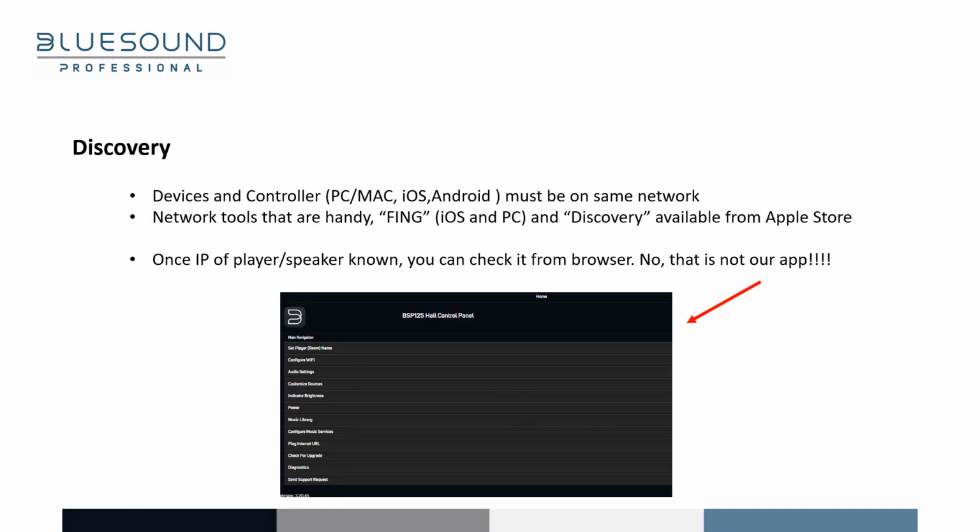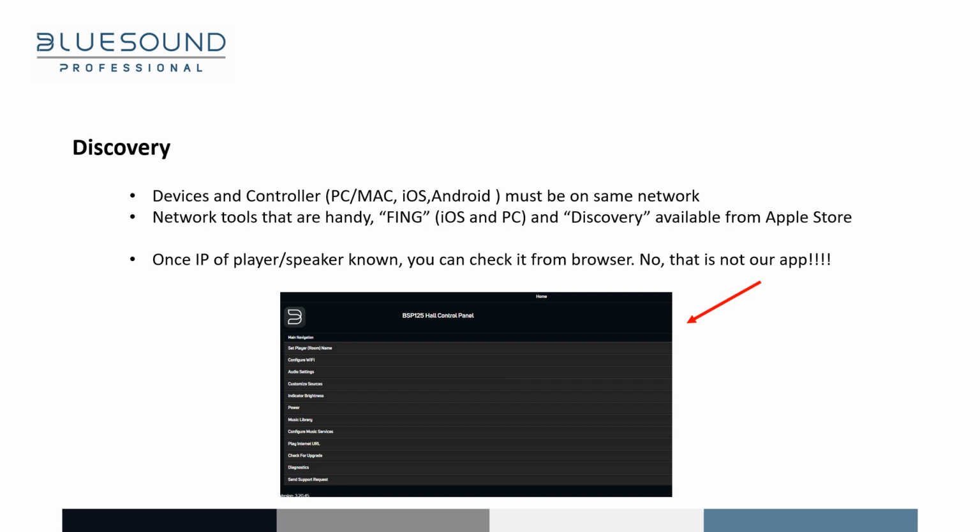To operate our player speakers, it is mandatory that the controlling app discovers the player speaker. The controller device, be it PC, Mac, or mobile device, must be on the same subnet as the player speaker. A good item to have in your network toolkit is an IP scanner such as Fing or equivalent. For iOS devices, the Apple Store has a tool called Discovery that helps find our devices using the Bonjour discovery.